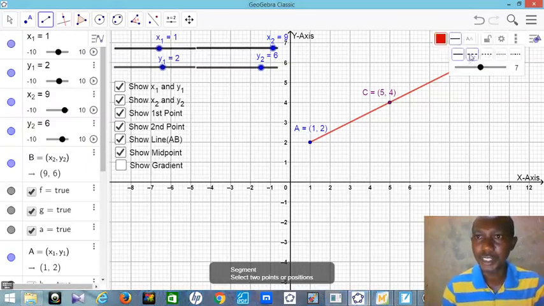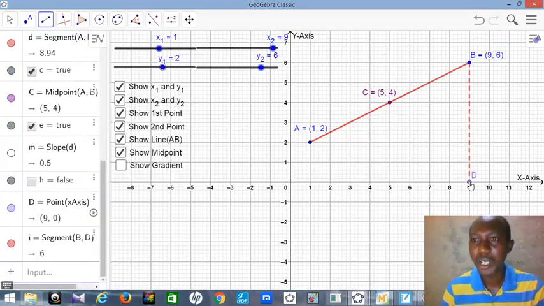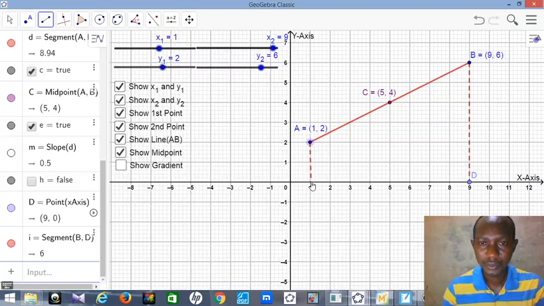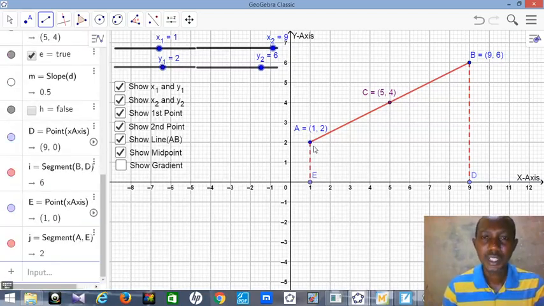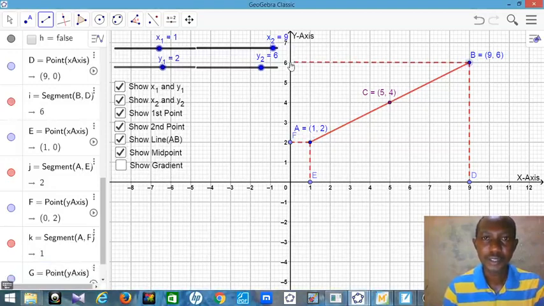Let me use the hidden line format. So if I trace this point down to signify our y2, if I trace this point down, see, this is our x1, this is x2, x1. So let's get the y1. So this is y1, then this is y2. Take note of this.